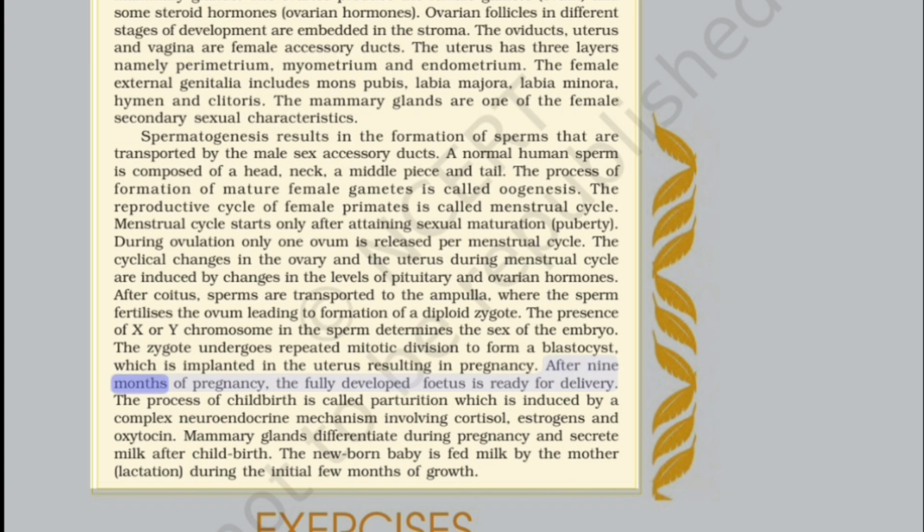After 9 months of pregnancy, the fully developed fetus is ready for delivery. The process of childbirth is called parturition, which is induced by a complex neuroendocrine mechanism involving cortisol, estrogens, and oxytocin. Mammary glands differentiate during pregnancy and secrete milk after childbirth. The newborn baby is fed milk by the mother, lactation, during the initial few months of growth. Biology.